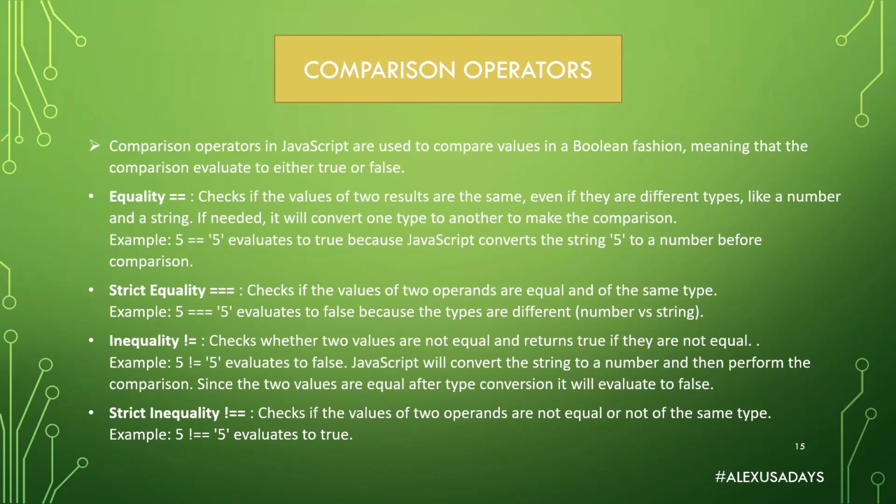Strict inequality checks if the values of two operands are not equal or not of the same type. So for example, 5 exclamation mark equal equal '5' evaluates to true. 5 as a number is not strictly equal to 5 as a string.